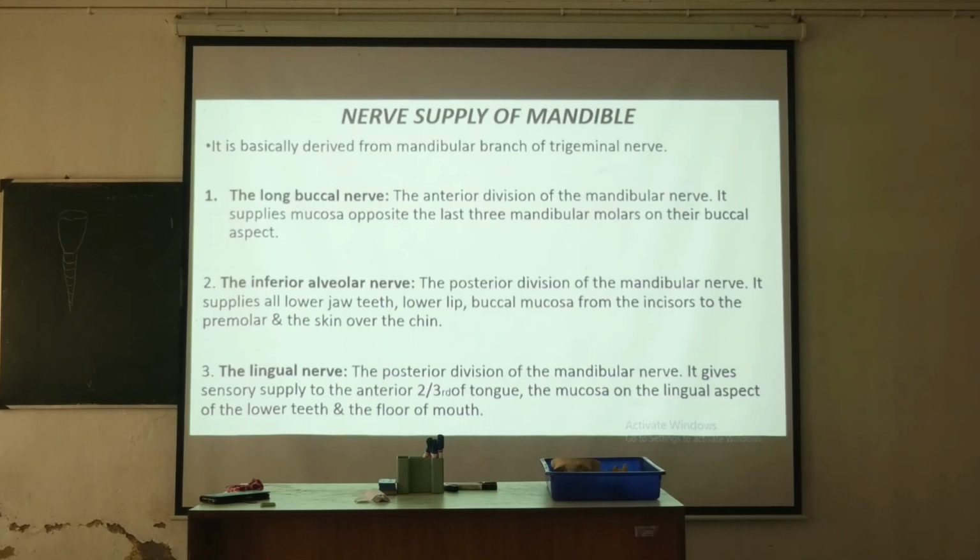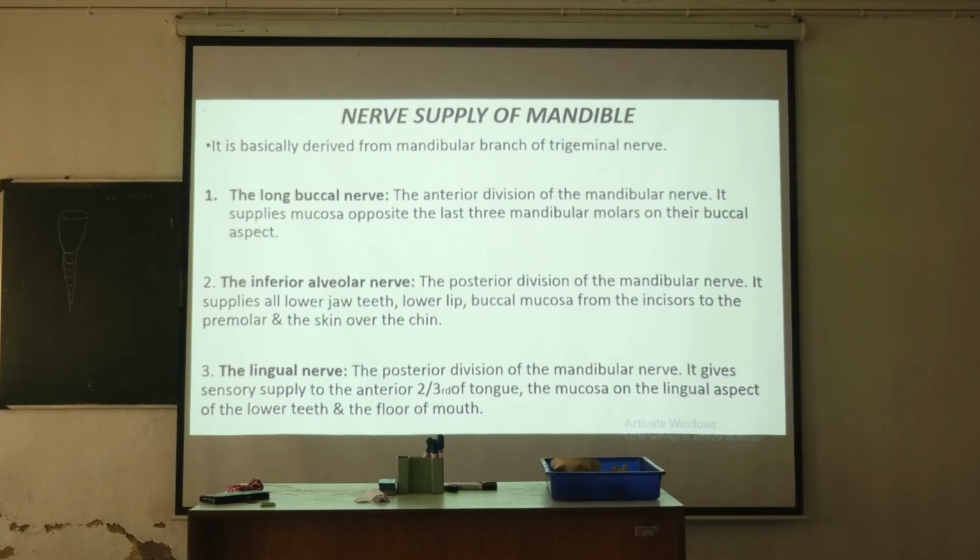Nerve supply of the tongue is very, very important, even in your theory. It is also asked in your biology. So the sensory supply of the anterior two-thirds of the tongue is from this lingual nerve, which you must remember.